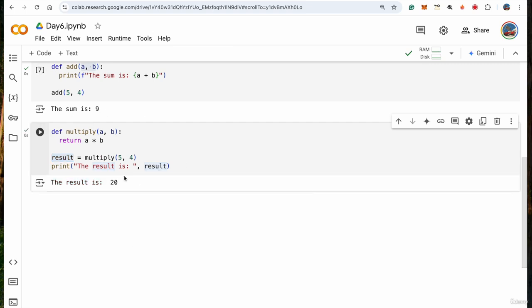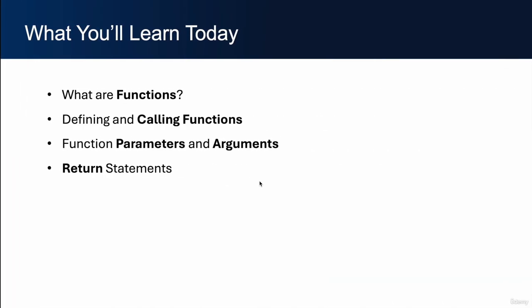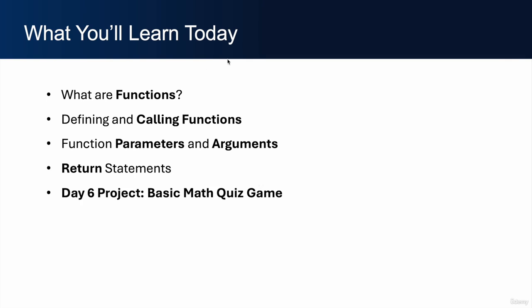So that's the power of return, and we will be using this quite a lot in our future videos. So let's go ahead and look at what's next. This brings us to our day 6 project, which is a basic math quiz game. The goal here is to build a Python program that asks the user random math questions like addition, subtraction, multiplication, takes user inputs for answers, and tracks the score and gives feedback. So let's go ahead and write this code.